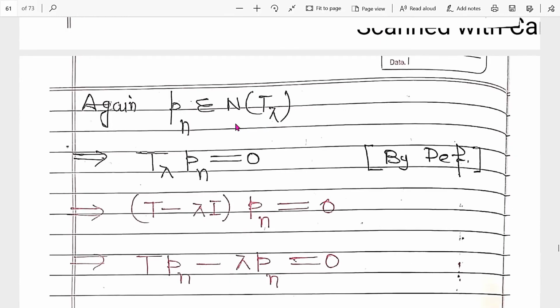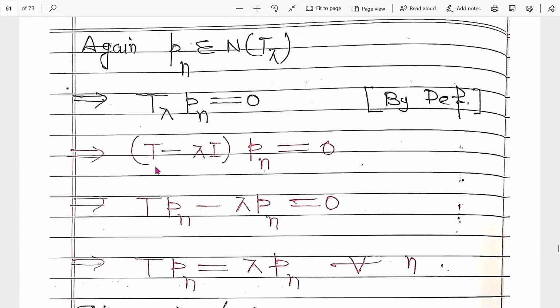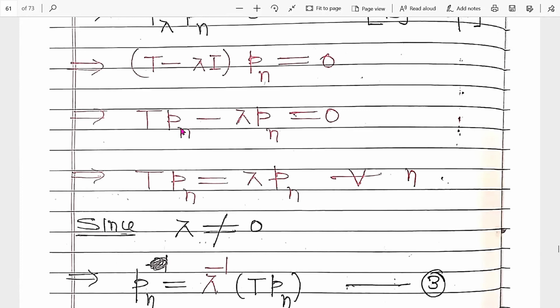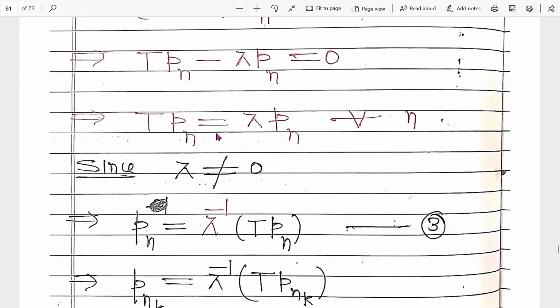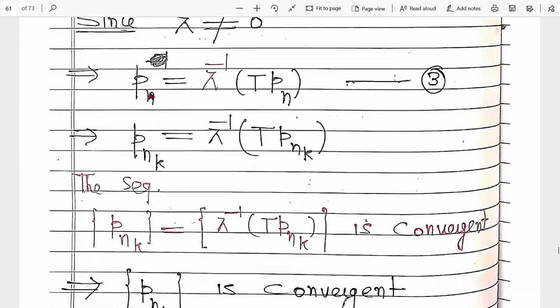Again, Pn belongs to the nullity of T lambda, so its image under T lambda equals 0. So what is T lambda? It is T minus lambda I, which is equal to 0. So T Pn minus lambda Pn equals 0. It implies T Pn is equal to lambda Pn for every n, right? So lambda is the eigenvalue of T. Since lambda is non-zero, as given in the theorem, Pn can be written as lambda inverse T Pn, right? Similarly, Pnk can be written as lambda inverse T Pnk.